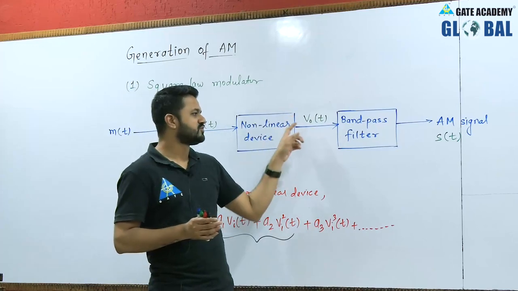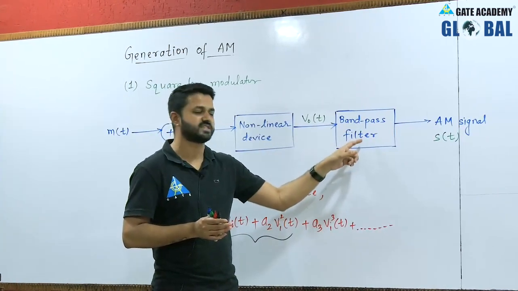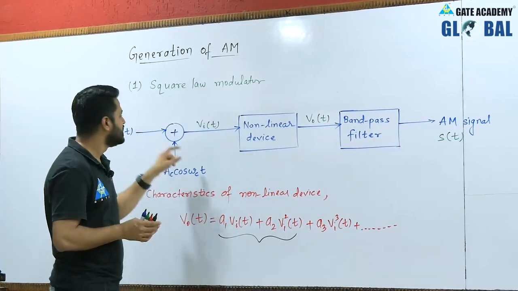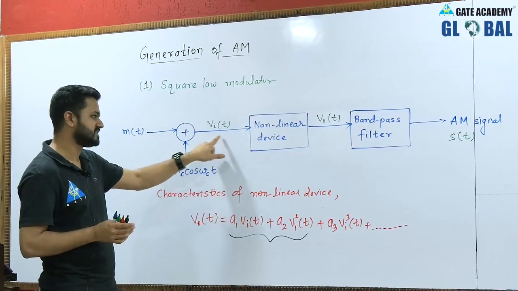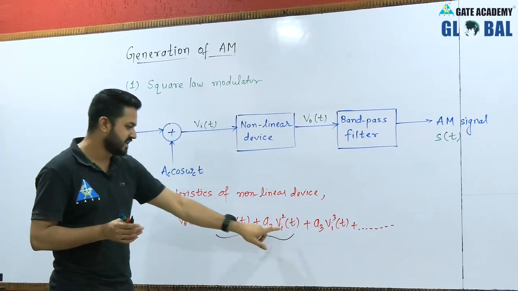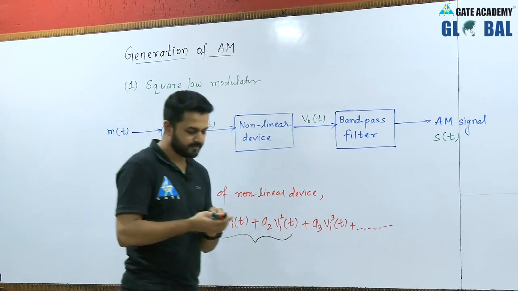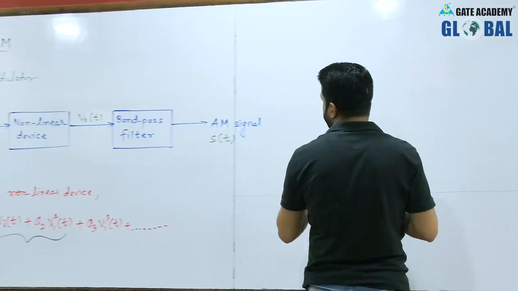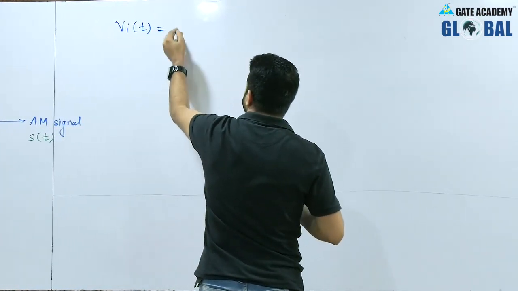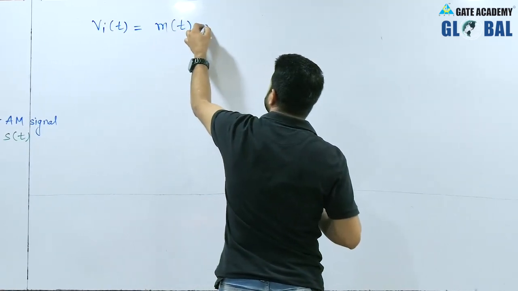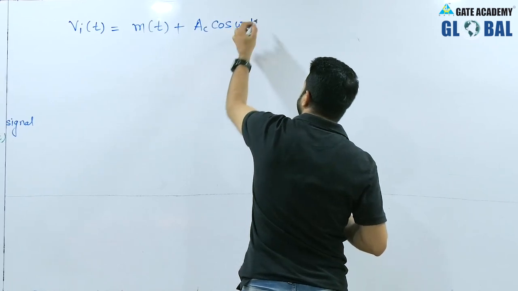So first of all we should know what frequency components are present at the input to the band pass filter. So we have message signal and carrier signal. Addition of this is input to the nonlinear device. We have the characteristics between output and input, and we will get the output signal. Okay, so let's write the equation of input Vi(t) first, which is m(t) plus Ac cos omega c t.